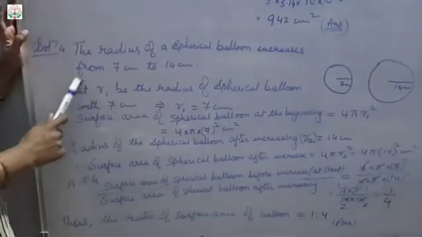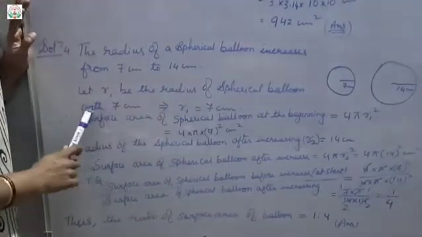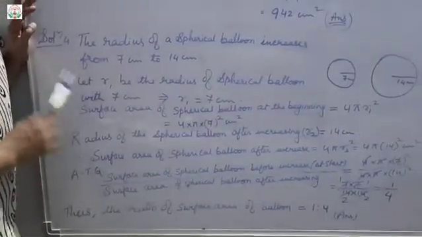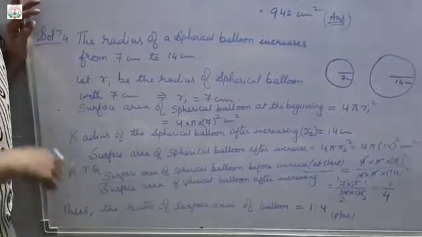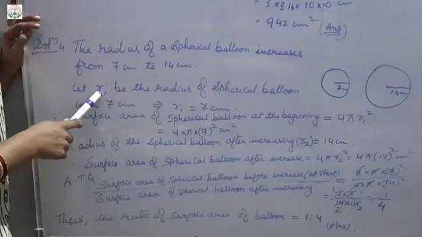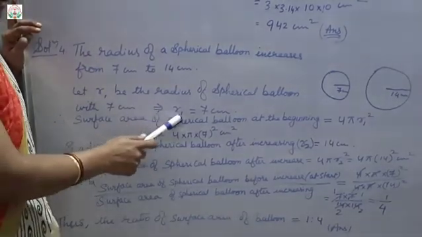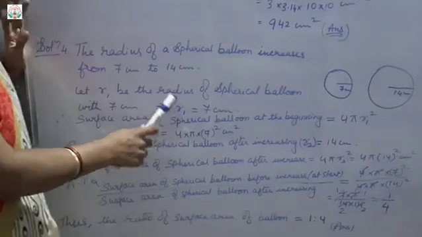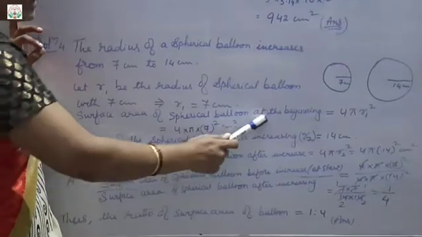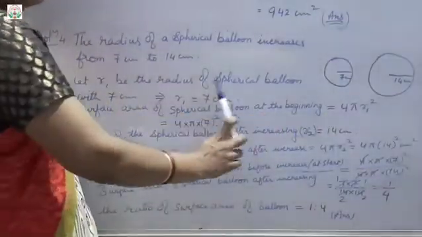Okay. So now let R1 be the radius of the spherical balloon with 7 centimeter, or when air was not pumped inside, or you can say that at the beginning. At the beginning, what was the radius of the spherical balloon? That was R1 equals 7 centimeter. Okay. That means now surface area of the spherical balloon at the beginning. At the beginning, what was the radius? That was 7 centimeter.